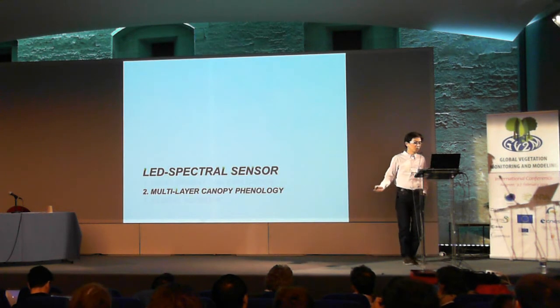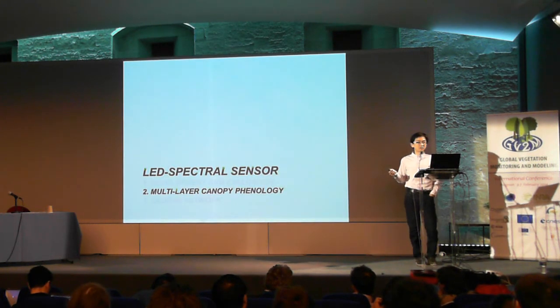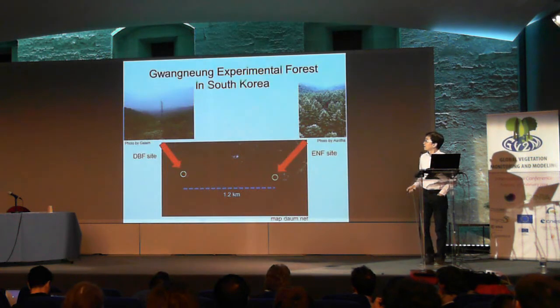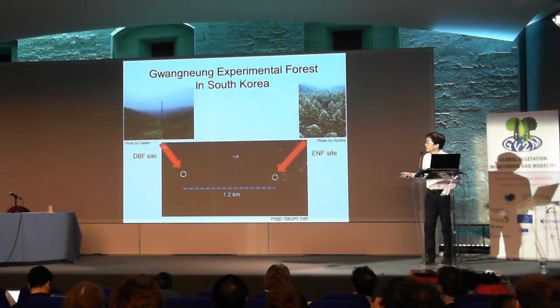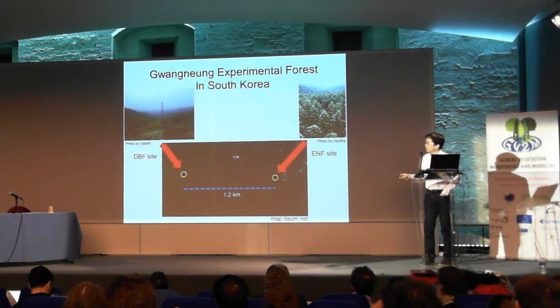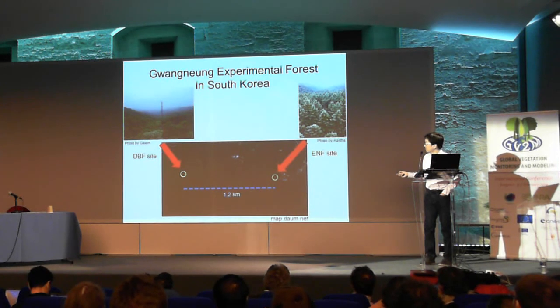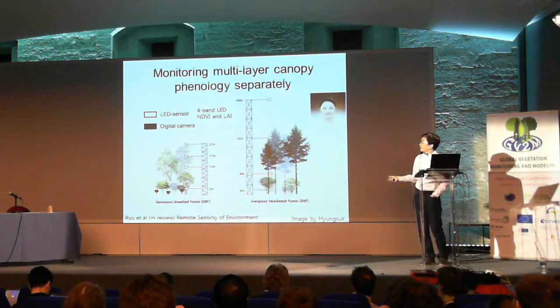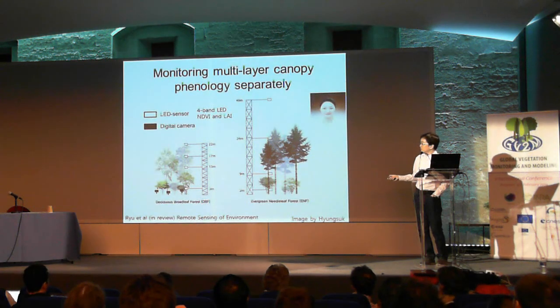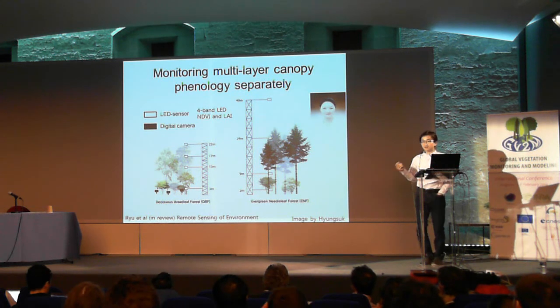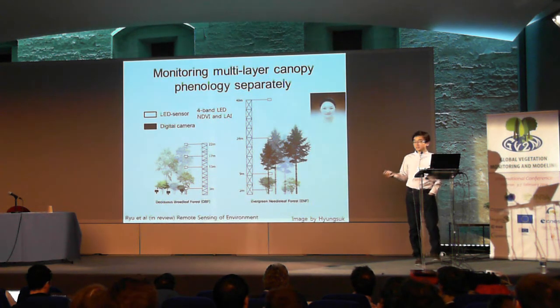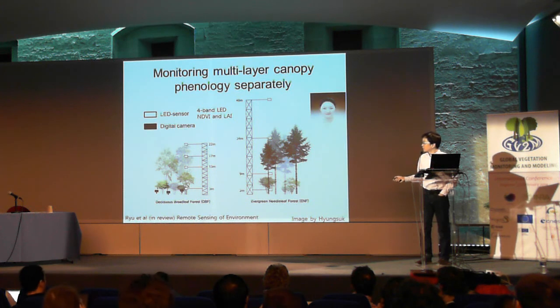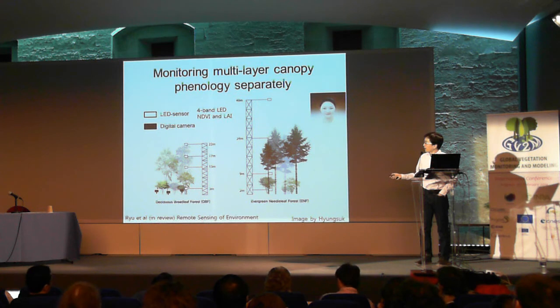So now I'm using this sensor to monitor multi-layer canopy phenology in forest. This is the deciduous broadleaf forest site, and this is ENF, the evergreen needleaf forest site. My student and I installed 4 LED sensors at different canopy heights. So we are measuring NDVI at the ground. And here is DBF, and this is the evergreen needleaf forest.